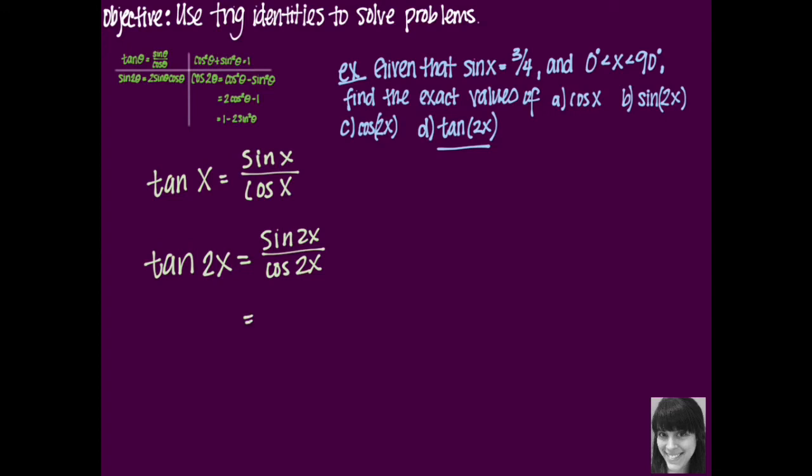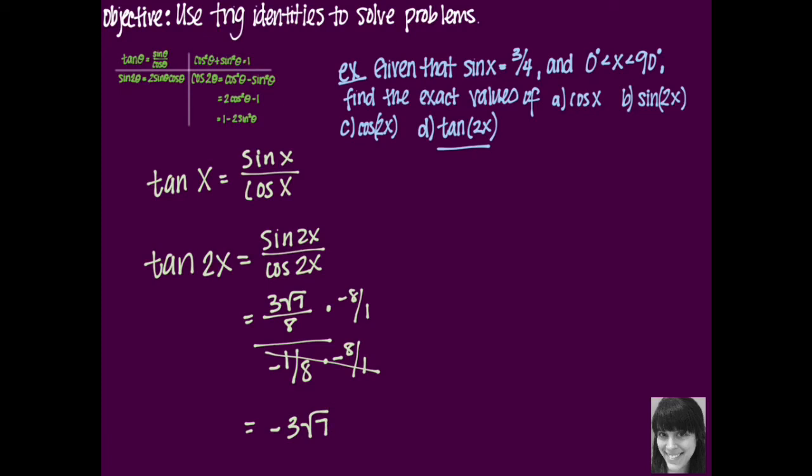So you have 3 square root of 7 over 8, all over, because that's sine of 2 theta, or 2x. And then cosine of 2 theta is -1/8. So in order to get rid of the fraction within a fraction, I multiply by the reciprocal. And the bottom cancels out, or equals 1. And then the top is going to be -3 square root of 7.